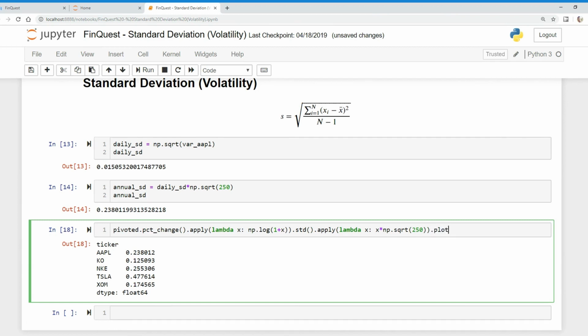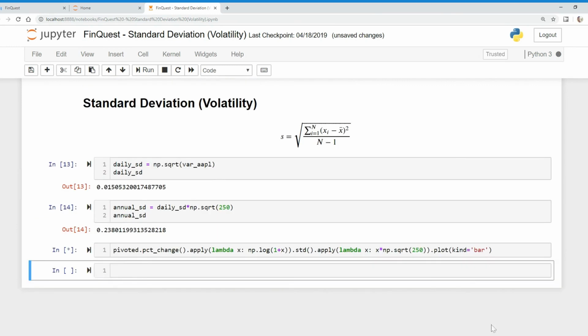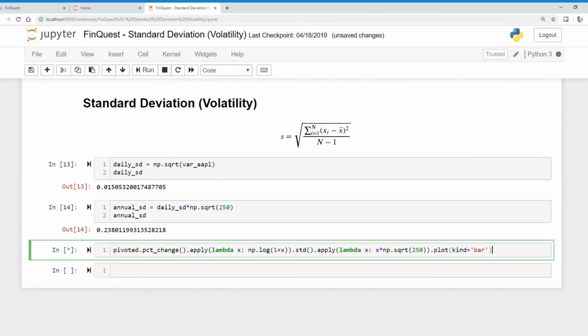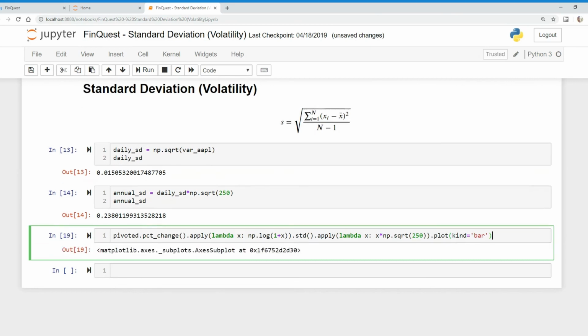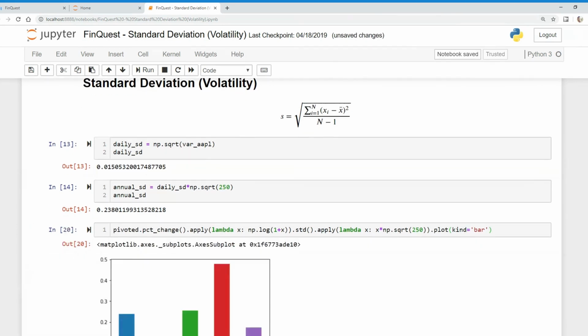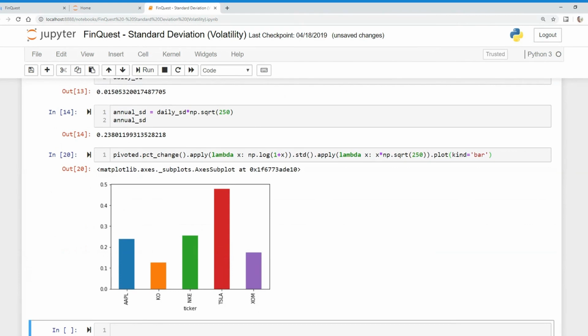Finally, if we just want to plot this, we can say dot plot, kind equals bar. And that should run. And there we go. There's our annualized standard deviations.